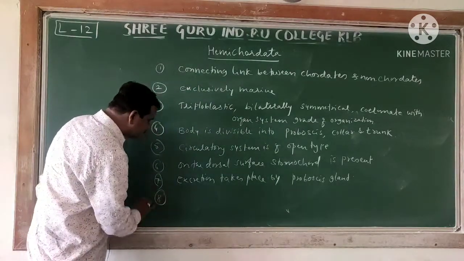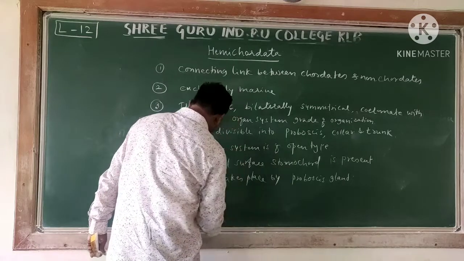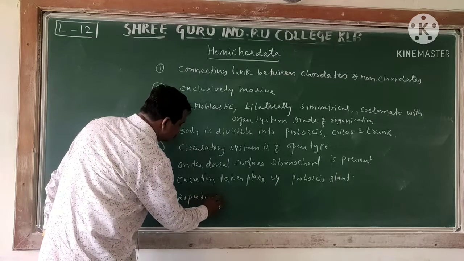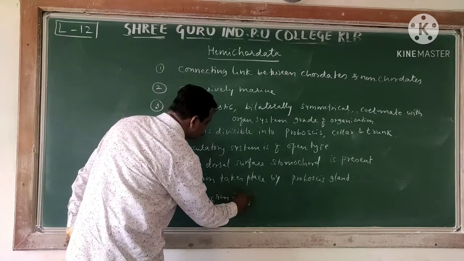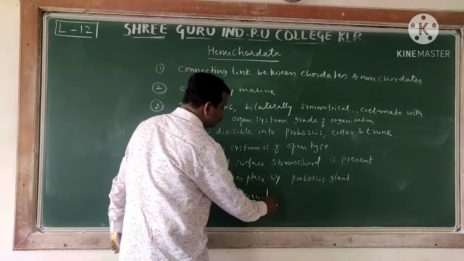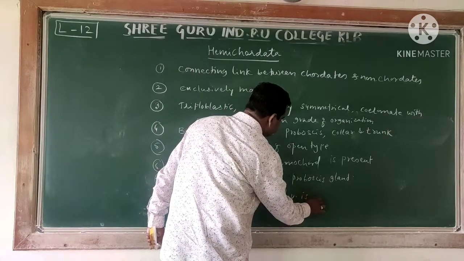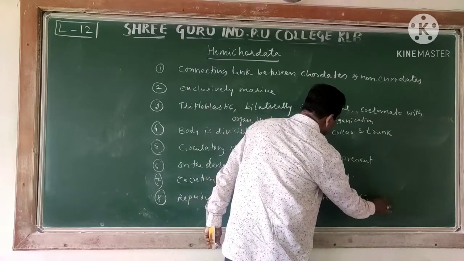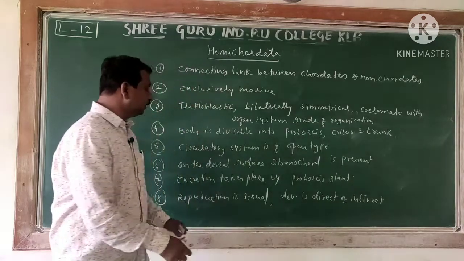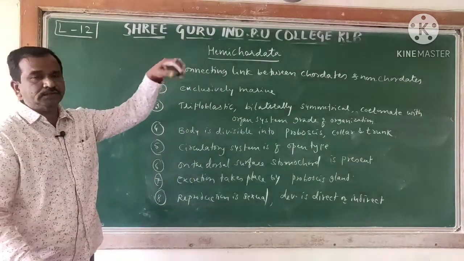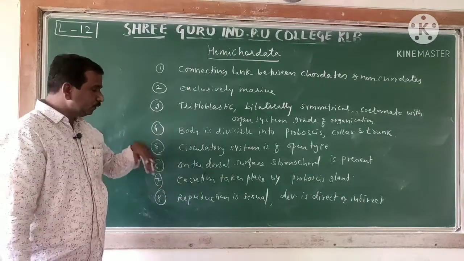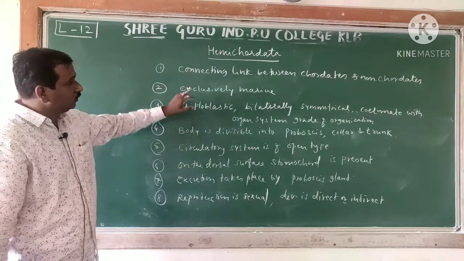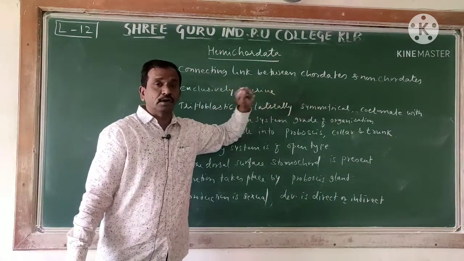Same thing, the last one is reproduction is sexual, development is direct or indirect. Now we can observe that fertilization takes place externally. That is enough for the characters. This is the connecting link between chordates and non-chordates.